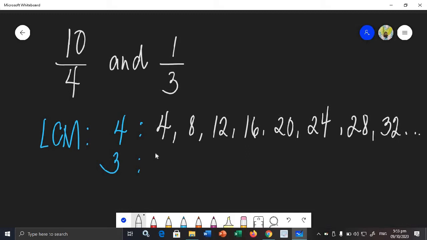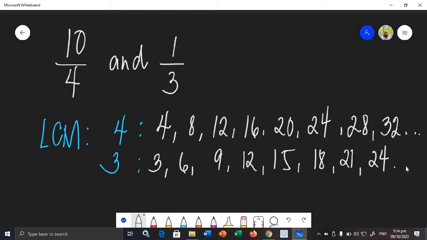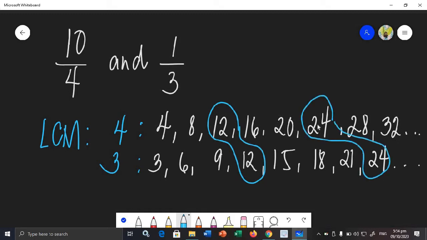How about 3? 3, 6, 9, 12, 15, 18, 21, 24, and then so on. I just wrote an ellipsis, an indication that the multiples are continuous, but I'm not going to list all of them. So just take a look at the common multiples. The common multiples are 12, and we also have 24. So there are more than one common multiple. How do we decide which is the least common multiple among these two common multiples?